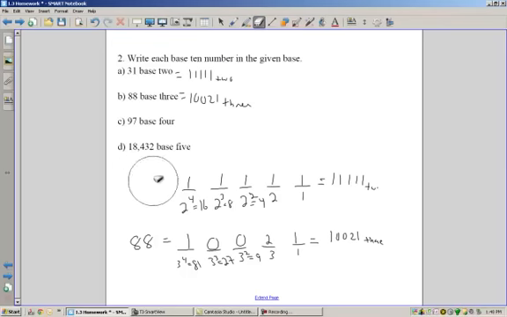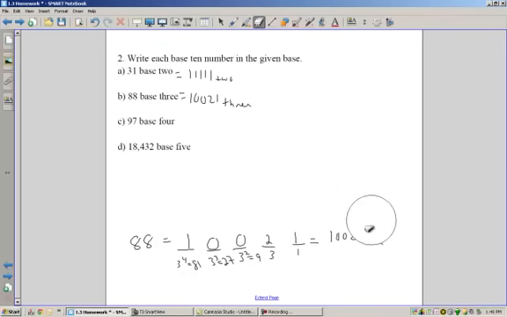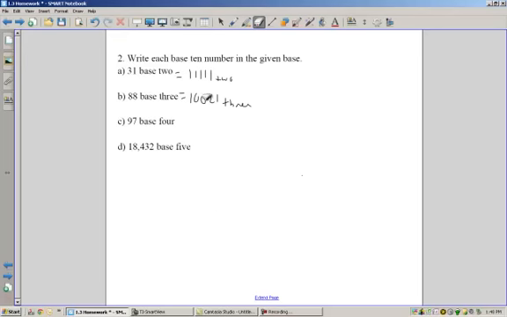Okay, let's erase this now and go to the next problem. So we want to do 97 base 4. So 97, and now we have to use cups with 4s in them.